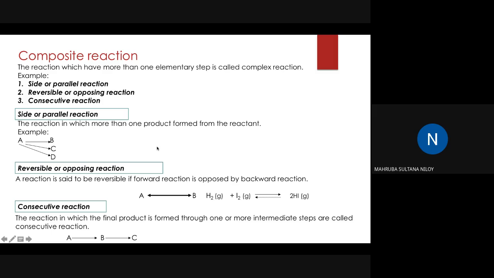And what happened in consecutive reaction? Here is the reactant and here is the final product. So an intermediate product is formed from which we get the final product. Yes, thank you very much. So this is our intermediate product, right? B. Is it clear? Yes, sir. This one is the intermediate product.